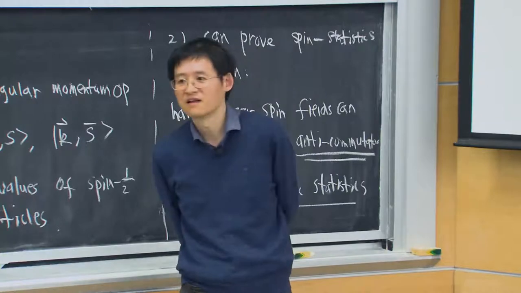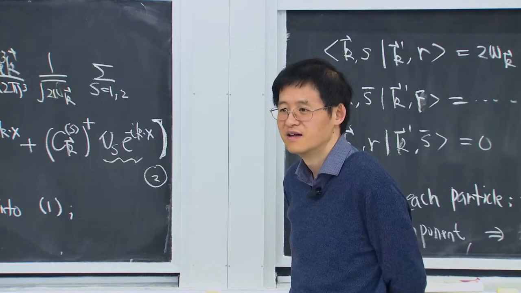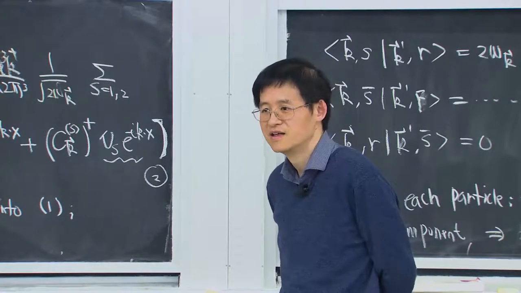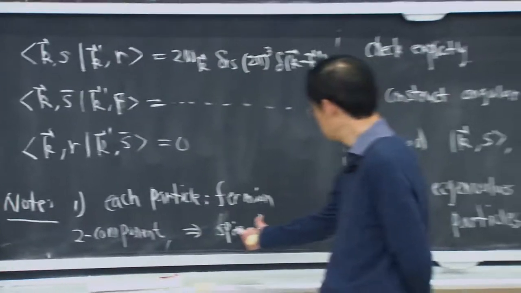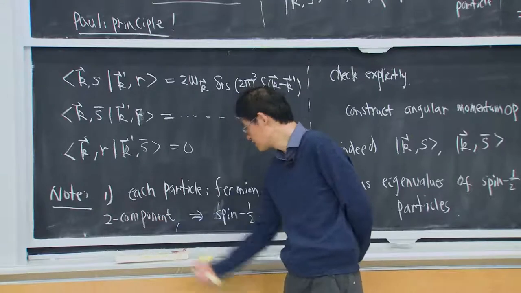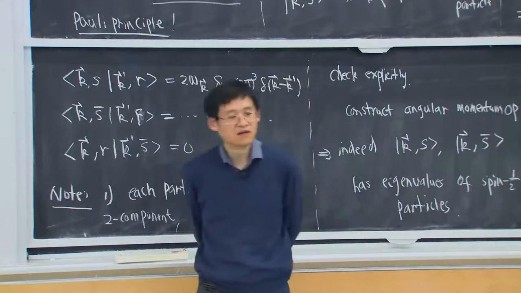Other questions? Yes. So the spin 1/2 here comes from two possible directions? You can guess spin 1/2 from the two components, but you can also just work out the eigenvalues. You will see it's 1/2. When we generalize to higher spin, yes, you will have more components. Other questions?